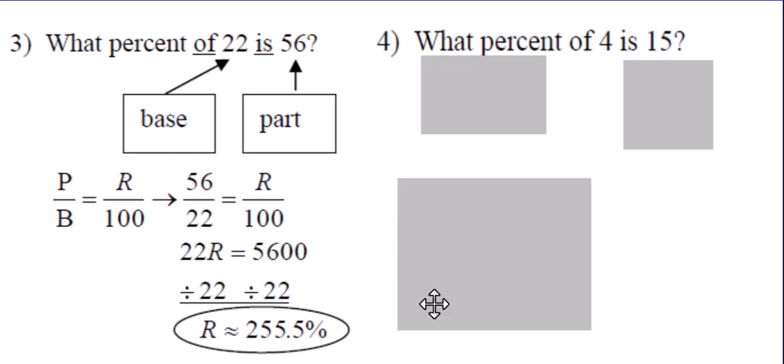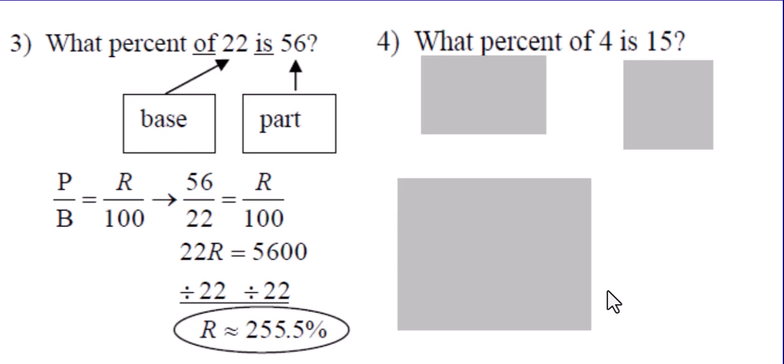22 times R is 22R, and 56 times 100 is 5600. We'll divide both sides by 22, and we get approximately 255.5%. That squiggly equal sign, by the way, just means that I rounded that answer. If it's a repeating decimal, we could write the exact answer. Again, I didn't grab my calculator before I came up here to record this video, but if it is a repeating decimal, you're welcome to write exact answers as well, or a terminating decimal, which is one that ends at some point. We'll talk about that in a later unit.